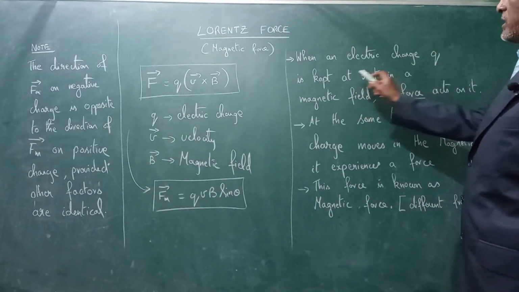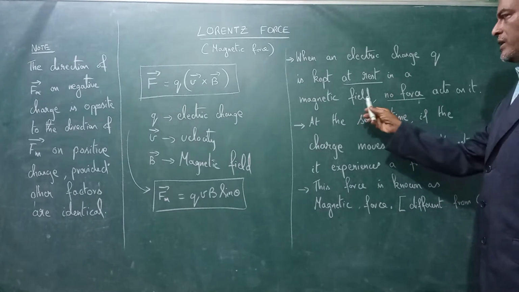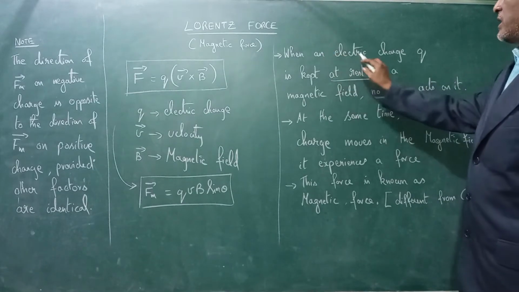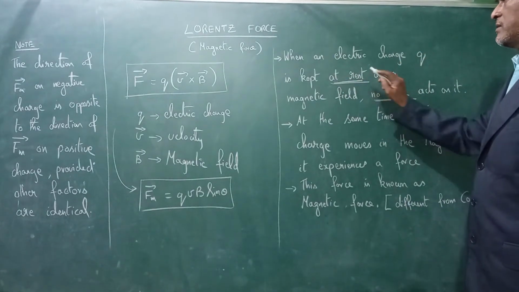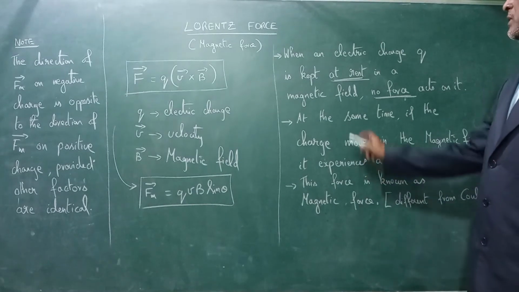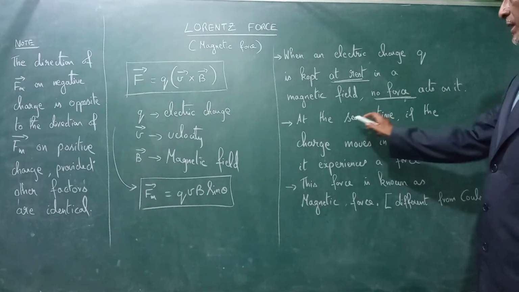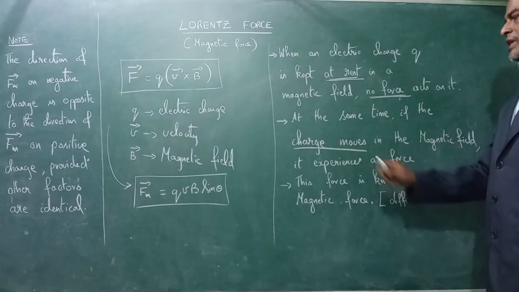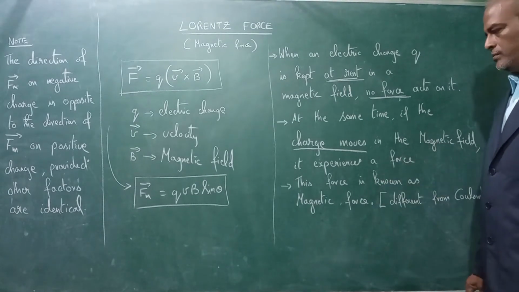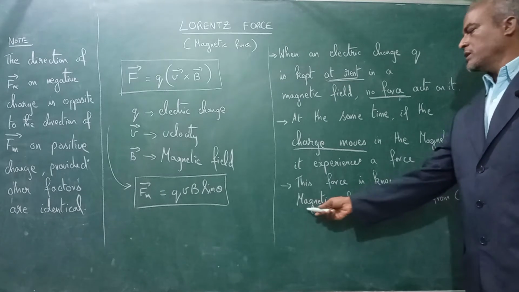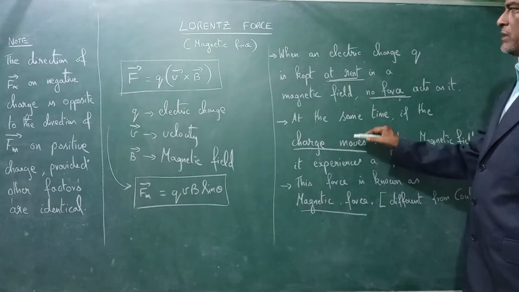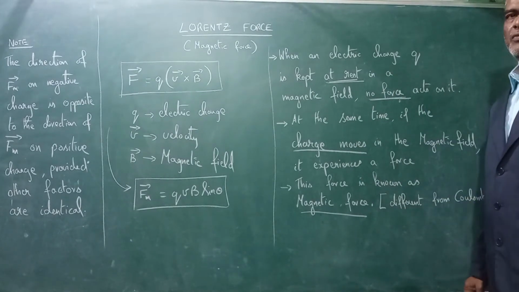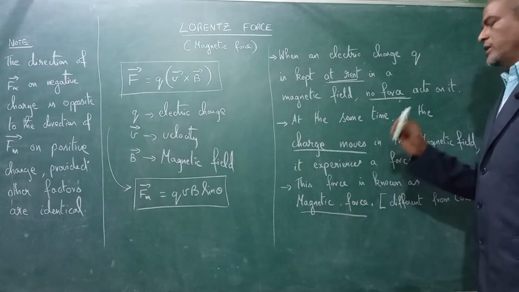When an electric charge is kept at rest in a magnetic field, no force acts on it. This is an important point. You have an electric charge Q kept at rest in a magnetic field. No force acts on it. At the same time, if the charge moves in the magnetic field, it experiences a force. This force is known as magnetic force. So we have two cases. When the charge is at rest, no force. When the charge is moving in a magnetic field, we experience a force called magnetic force.